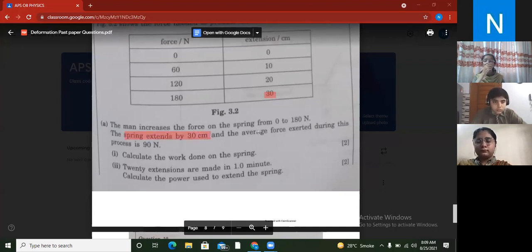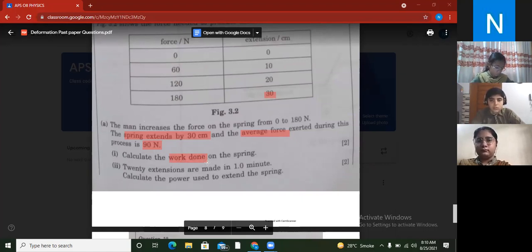And average force, they are not asking for the total, they are giving you the average force exerted. Average force is 90 Newton. Okay. Part number 1, calculate work done on the spring. They are asking you to calculate how much work should be done to get the extension of 30 centimeters. You have to calculate work done here by using the formula of work done.